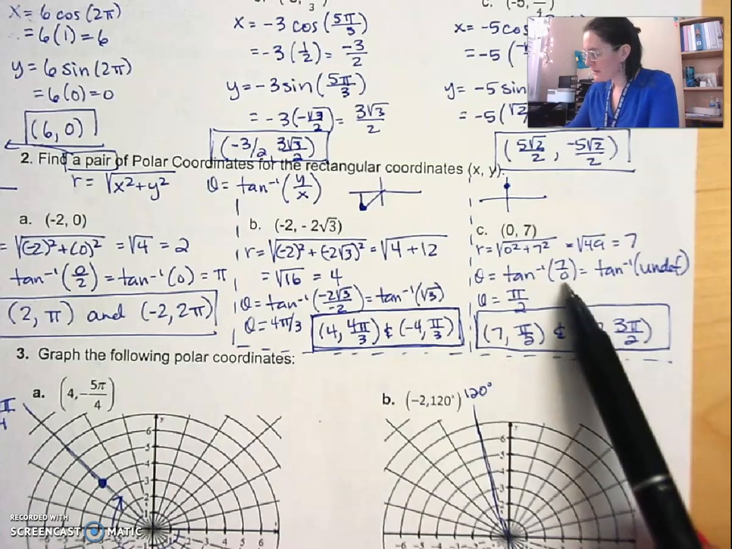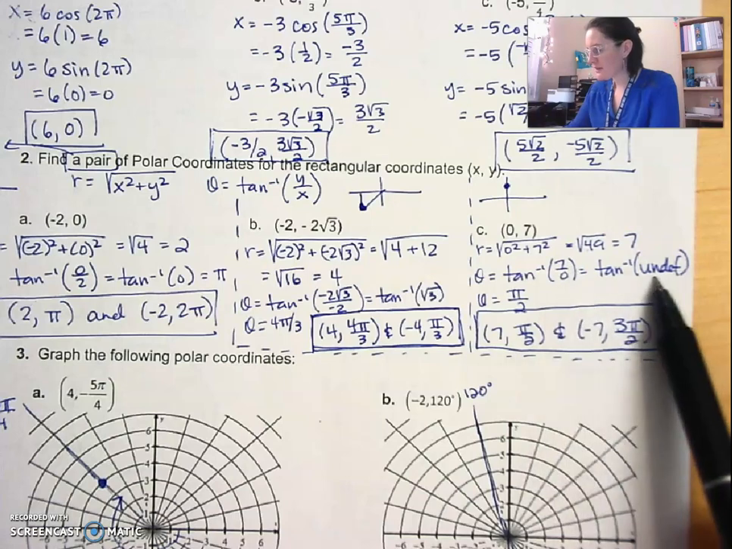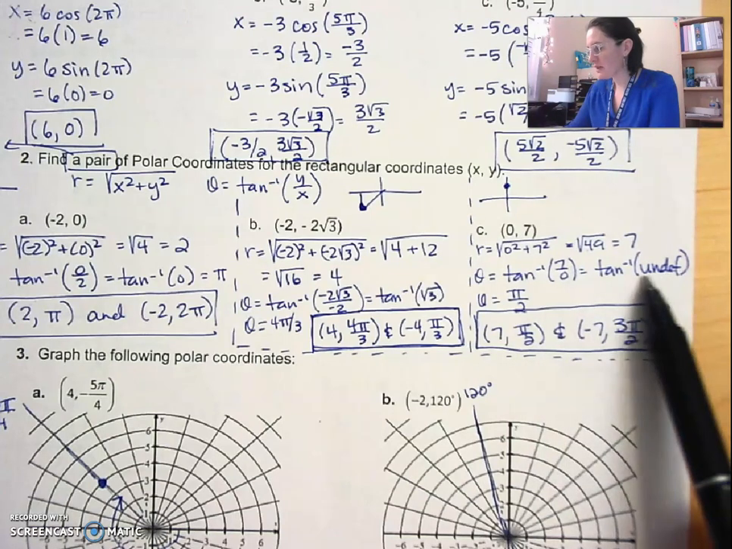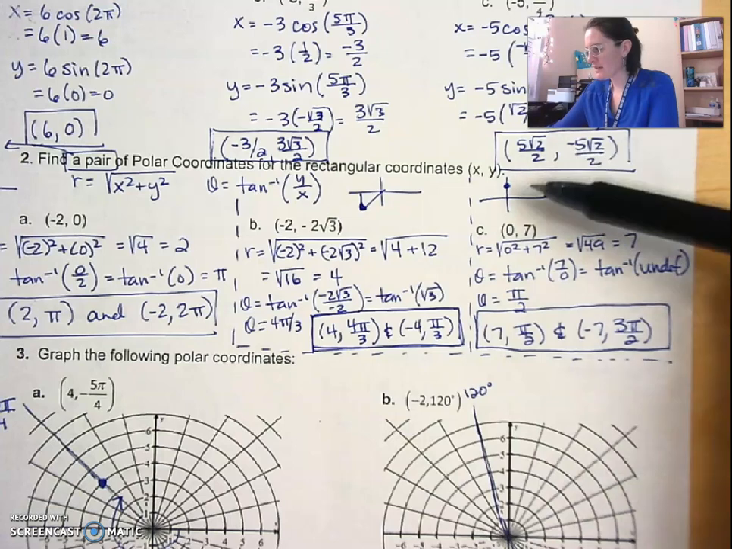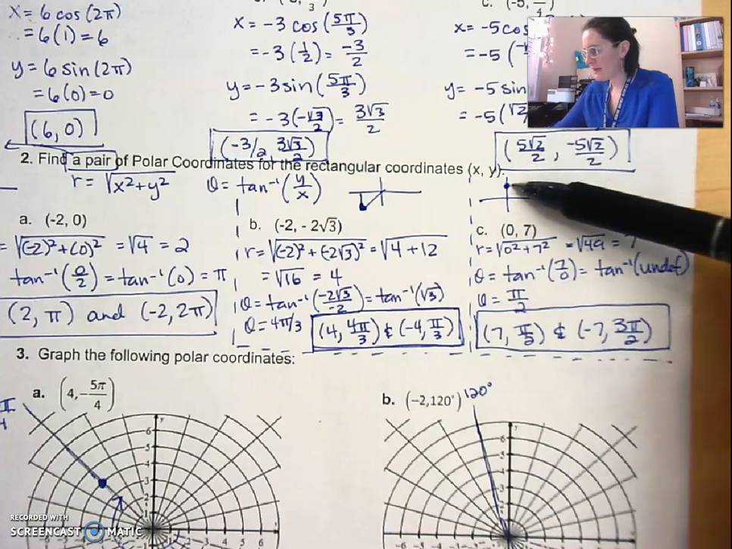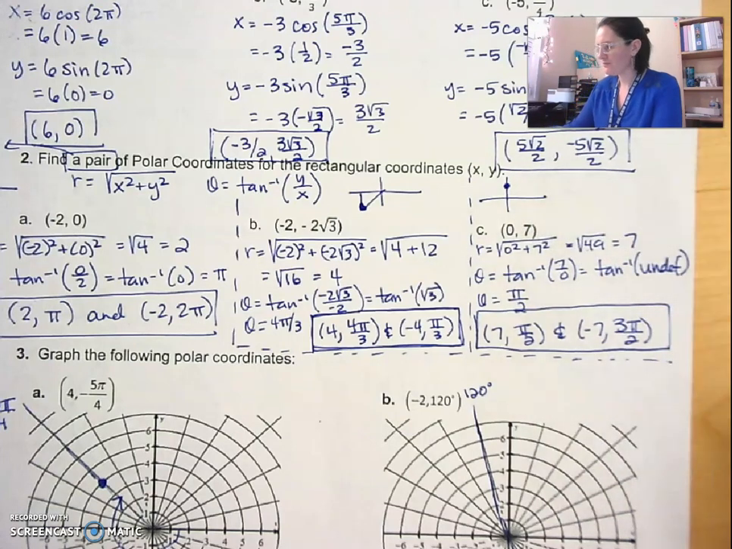I will add one thing here. When this is 7 over 0, you can't divide by 0, so that's how. So what angles have undefined tangents? That's at pi over 2 and negative pi over 2.